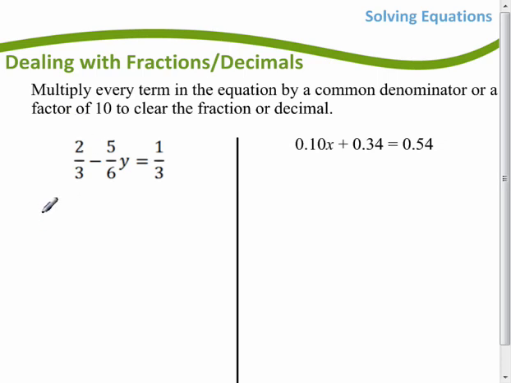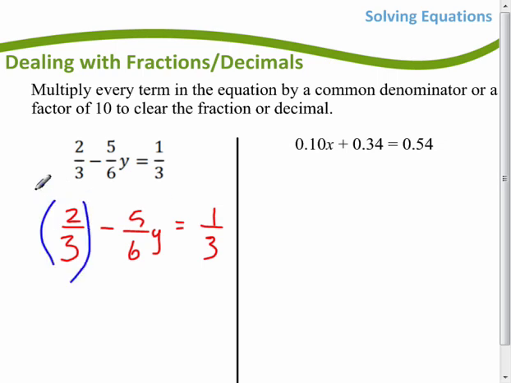So I'm going to take the 2/3. I'll just write the whole thing out again. Minus 5/6 y is equal to 1/3. So I'm going to take the 2/3 and multiply it by 6. I'm going to take the minus 5/6 and multiply it by 6. And take the 1/3 and multiply it by 6. It looks a little bit ugly, but watch what we get at the end.